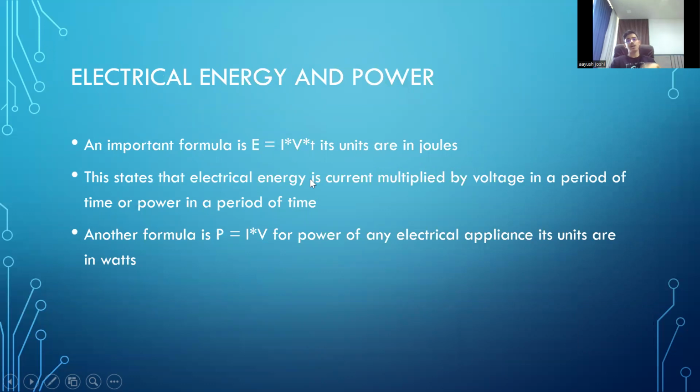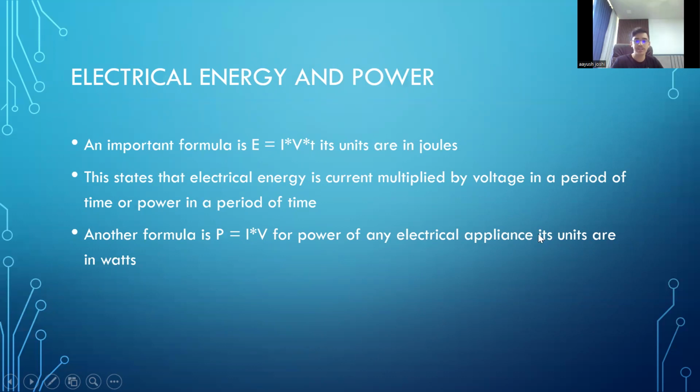Electric energy and power. An important formula that you need to memorize is E is equal to IVT, and its units are in joules. It states that electric energy is current multiplied by voltage in a period of time, or power in a period of time, or, as I said before, energy can also be demonstrated as Q into V by rearranging the equation V is equal to E upon Q. So it is also charge into voltage. So the three definitions for energy would be: energy is current into voltage into time, or charge into voltage, or power into time.